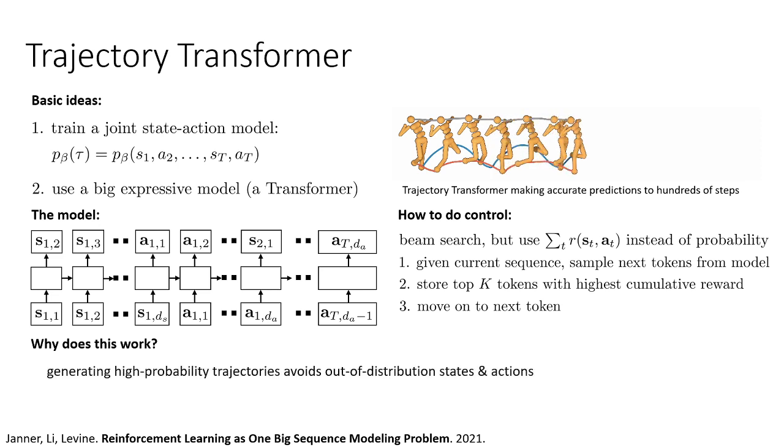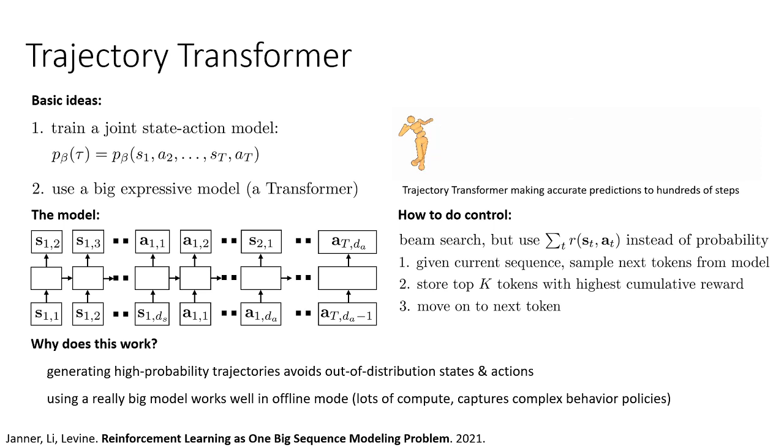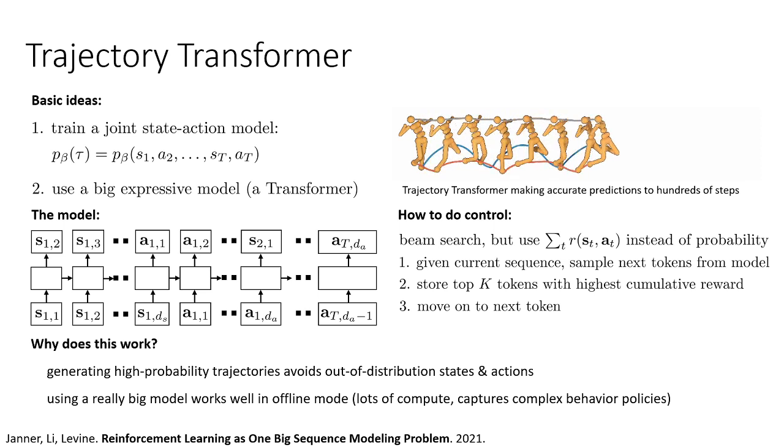So why does this work? Well, generating high probability trajectories avoids out of distribution states and actions because you're using p beta both to select the states and the actions. And using really big models works well for offline RL because you can use lots of compute and capture complex behavior policies. So you can capture complex dynamics, and you can also capture complex behavior policies.